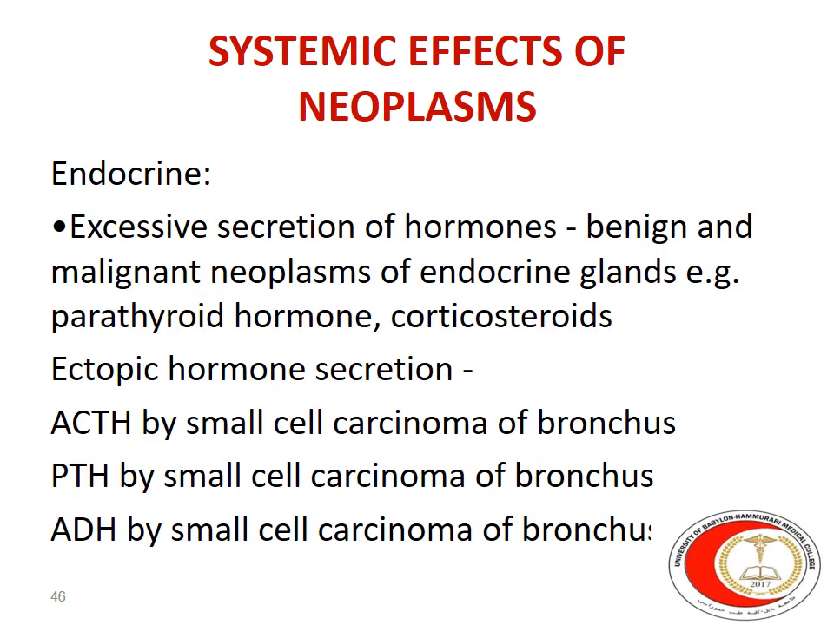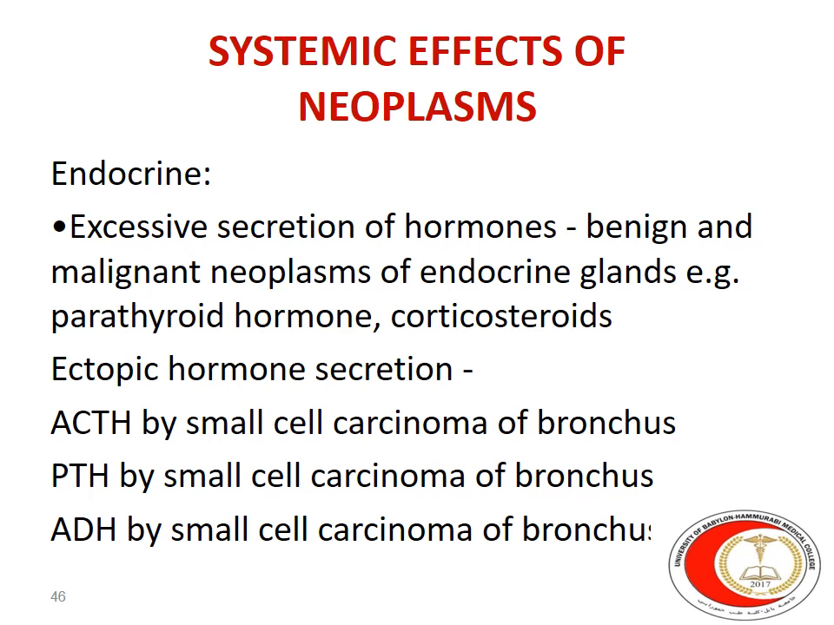Let's move on to the systemic effects of a neoplasm. We have several systemic effects. The first one is endocrine effects due to excessive secretion of certain hormones. This hormone could be secreted by benign as well as malignant neoplasms of endocrine glands. That means we have endocrine glands, and whether there is a benign or malignant neoplasm, this neoplasm will secrete the same hormone specific to that gland.